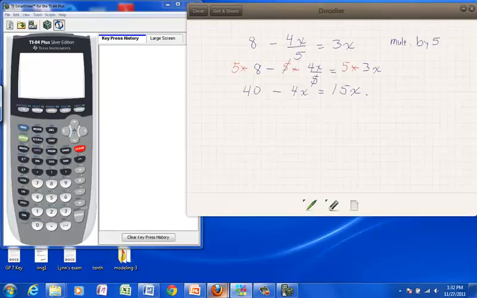Now it's a much simpler problem, and I want to try and get all the x's to one side. It will be easiest if I add a 4x to both sides. And again, I'm going to show this with the horizontal format. So I'm adding 4x to this side.